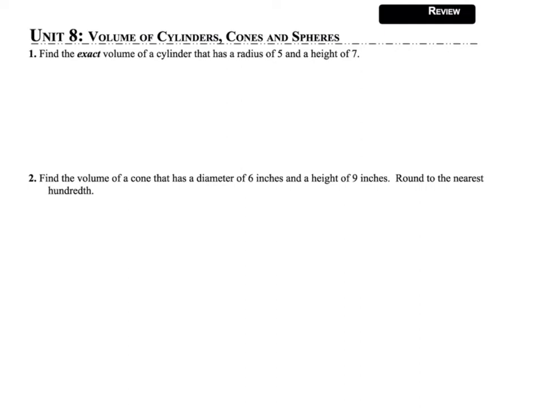Alright, so for the first question it says find the exact volume of a cylinder that has a radius of 5 and a height of 7. So the volume of a cylinder is radius squared times pi times height. In this one our radius is 5 and our height is 7. So the volume is 5 squared times pi times 7.